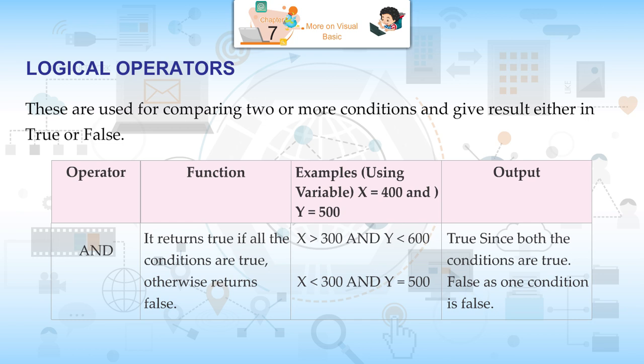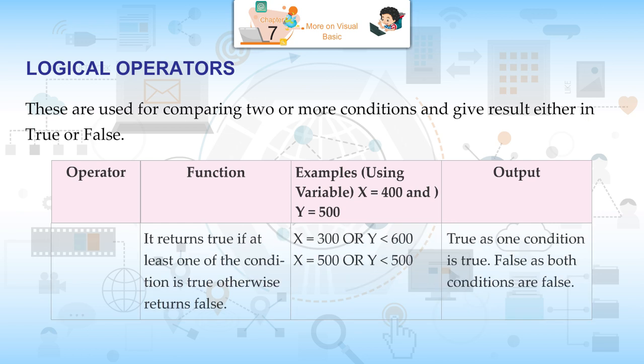X is lesser than 300 and y is equal to 500, false as one condition is false. Or. It returns true if at least one of the conditions is true, otherwise returns false. X is equal to 300 or y is less than 600, true as one condition is true. X is equal to 500 or y is less than 500, false as both conditions are false.